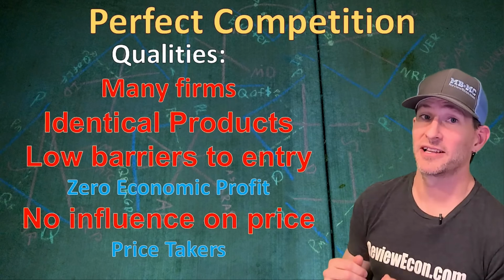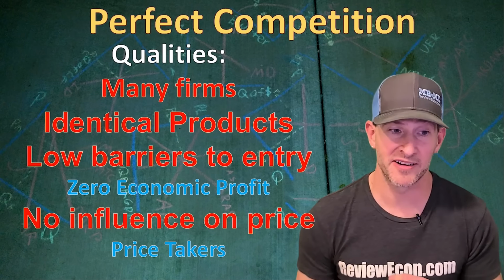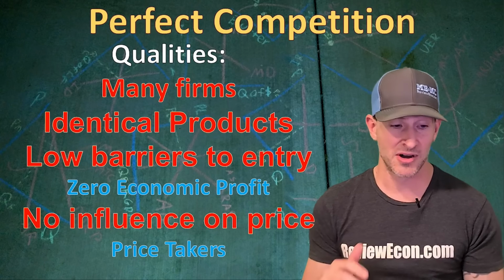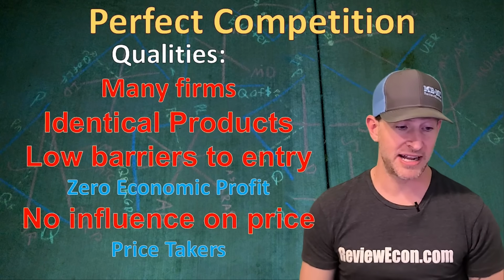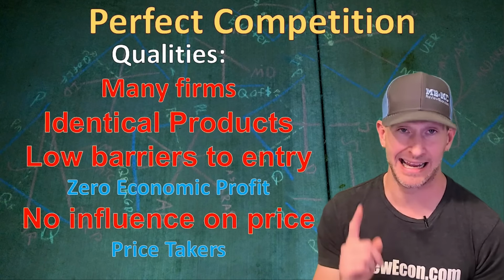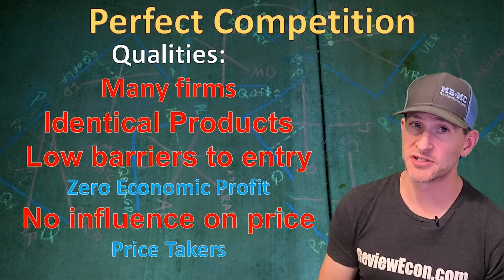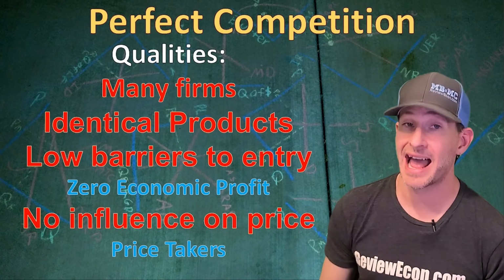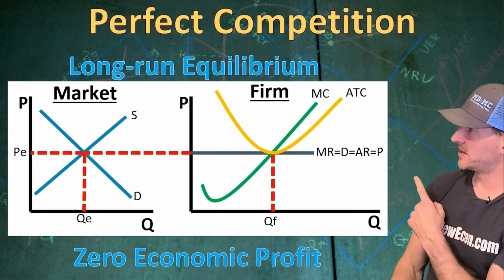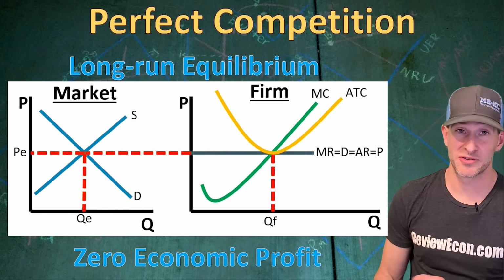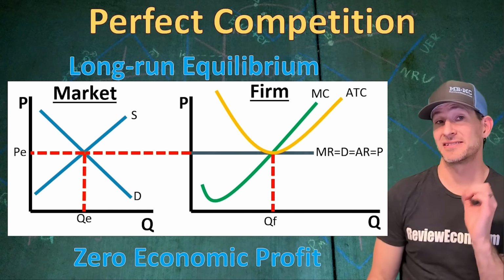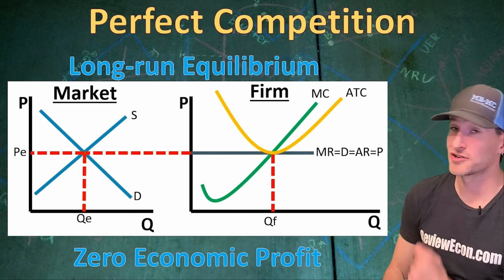Next, let's talk about perfectly competitive markets. The qualities of perfectly competitive markets is we have lots and lots of firms selling products. These products are identical. There are low or no barriers to entry, and as a result of those low barriers to entry, there are going to be zero economic profits in the long run. These firms have no influence on price, and they are called price takers as a result, because the market is going to set the price for them. Here we call this long run equilibrium. That ATC is tangent to the marginal revenue and demand curve at the profit maximizing quantity. There is zero economic profit here. Make sure you know how to draw that graph.